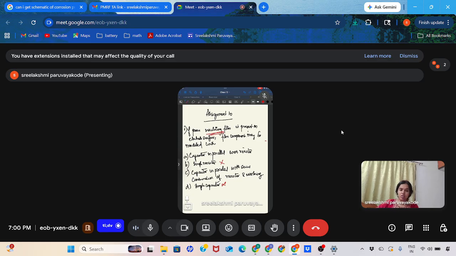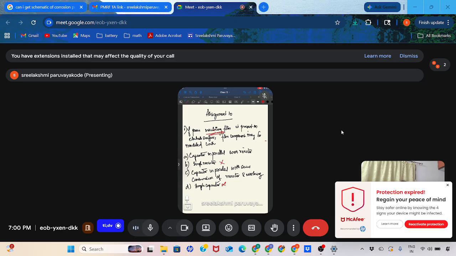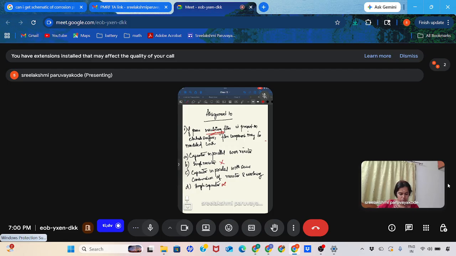It's already told it's insulating, so nothing can pass through. If nothing can pass through, you need not consider mass transfer limitation. So the option directly becomes a capacitor in parallel with the resistor.